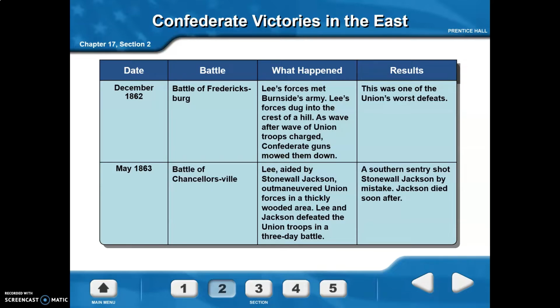Sad thing is, Stonewall Jackson lost his life because of this battle. And that left Lee down because Stonewall Jackson was like his right-hand man. Someone on the Confederate side thought Stonewall Jackson was a Union soldier, so they shot at him, and Jackson died soon after that wound. He never recovered, and he died after the battle.